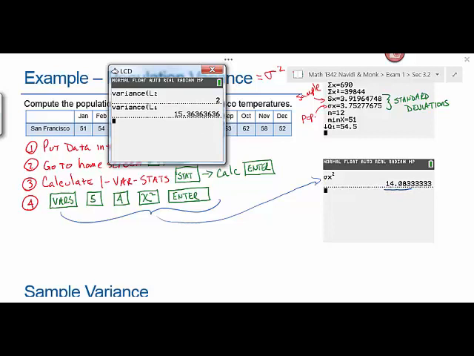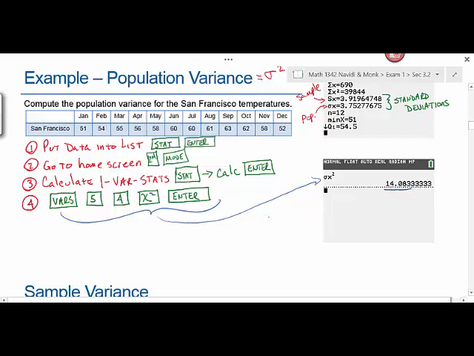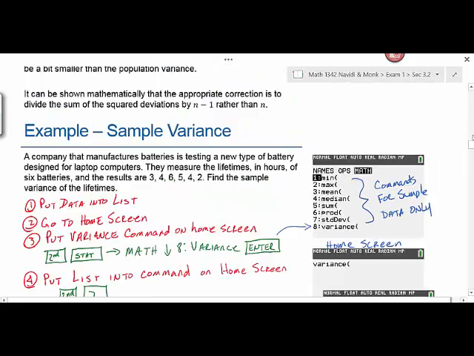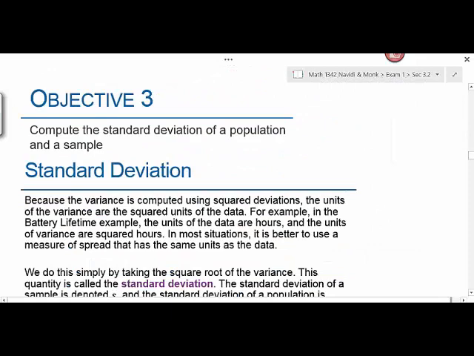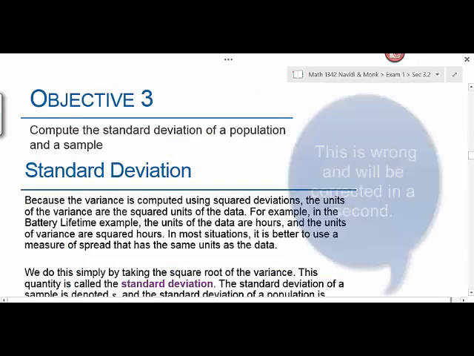That's why I said you can't use these commands if you have population data. You have to actually do the one variable stats, grab the population parameter, and then square it. All of these commands are for the sample data only. So if you have sample data, do this. It's easy. But if you have population data, you've got to go through and grab the variable after you do the one variable stats.